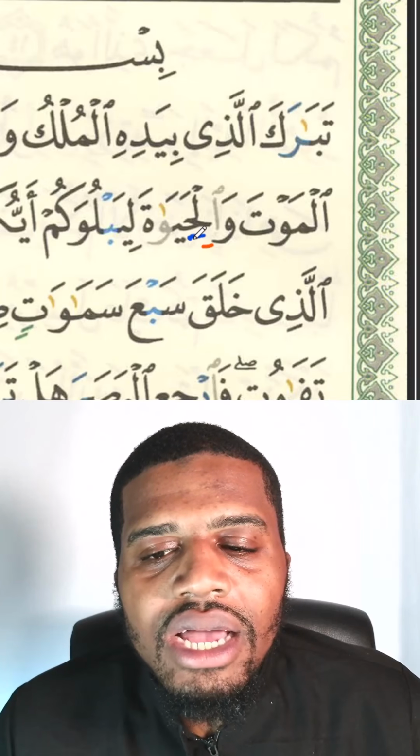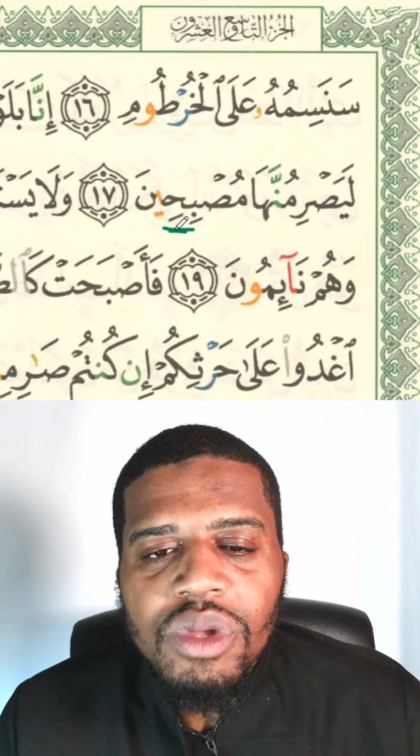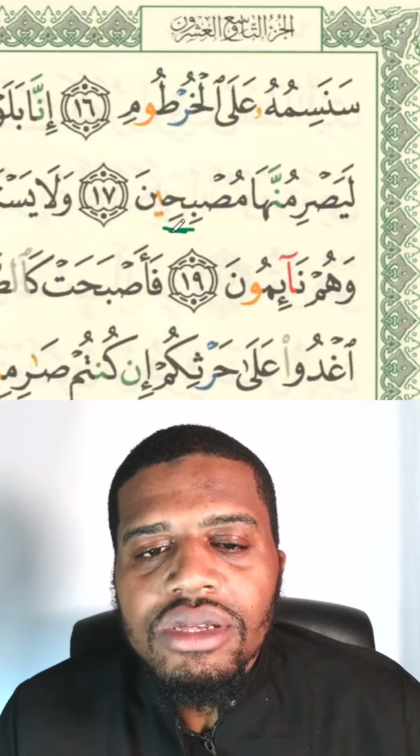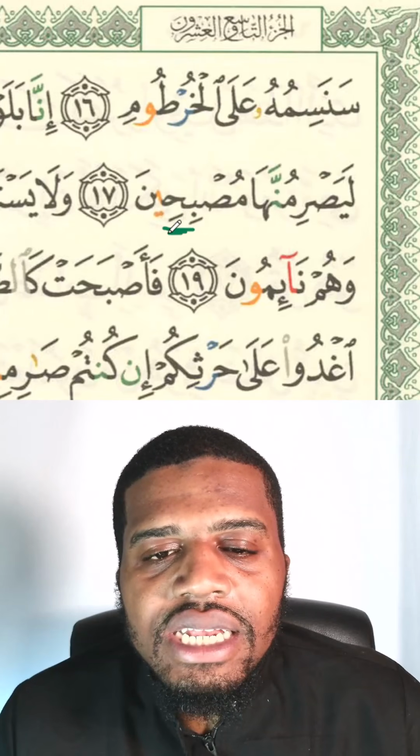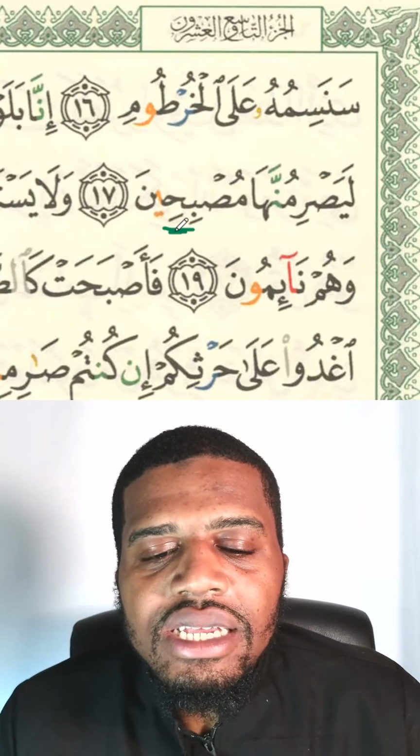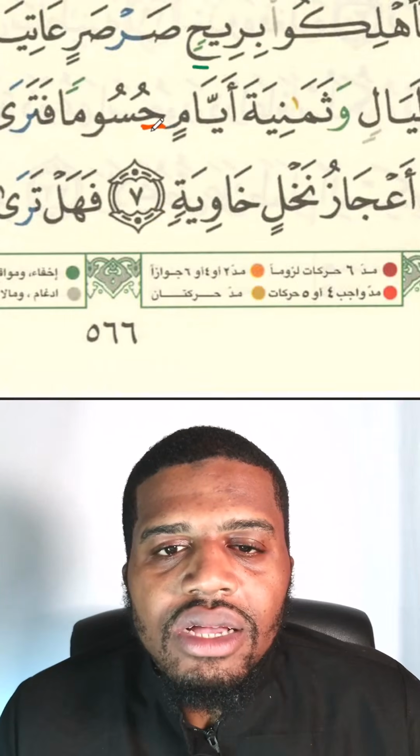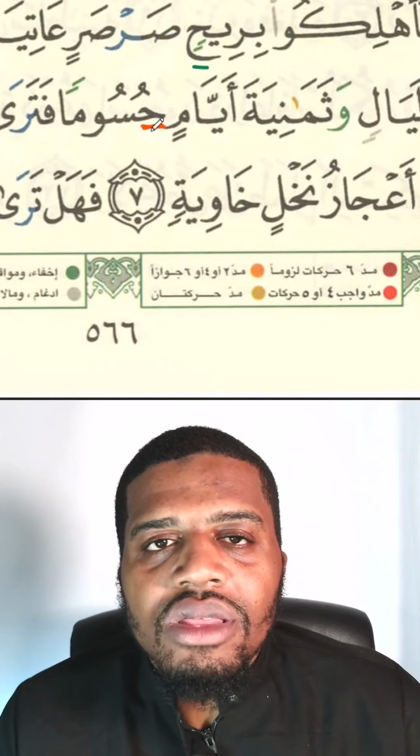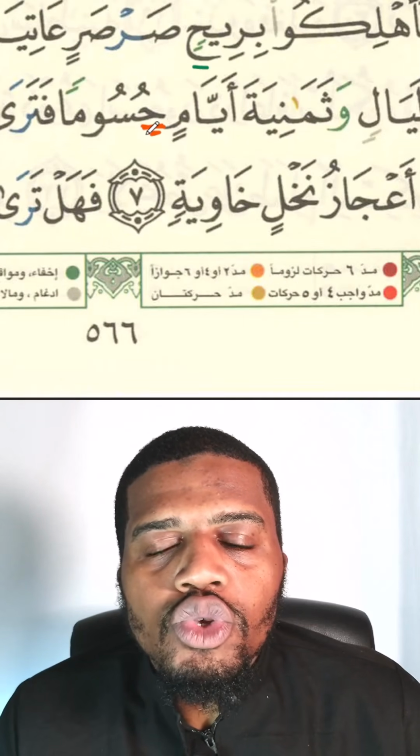Now this example, we have the letter ha with the kasra under it, musbihin, heen. And lastly, we have the letter ha with a dhamm on top of it, husuma, husuma.